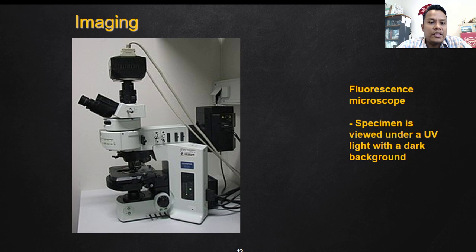And then we proceed with the detection stage, imaging by fluorescent microscope. The stained specimen is placed here, viewed under a UV light with a dark background. Basically, the fluorescent microscope contains the light source for UV light. The UV light will be shot at the specimen. If the specimen contains the fluorophore, it will absorb the energy from the UV light, and then produce its own color, which can be detected here.